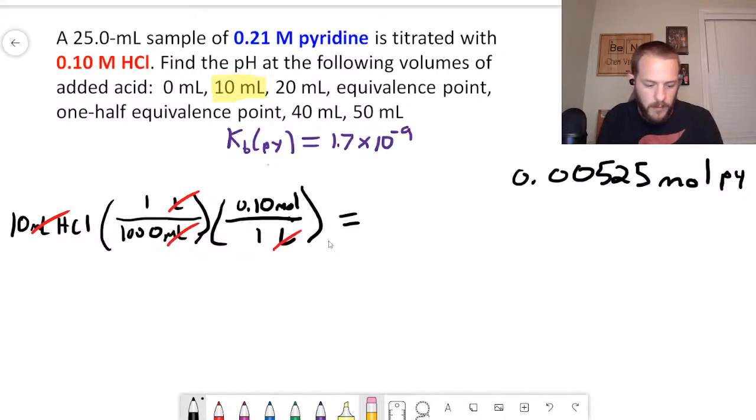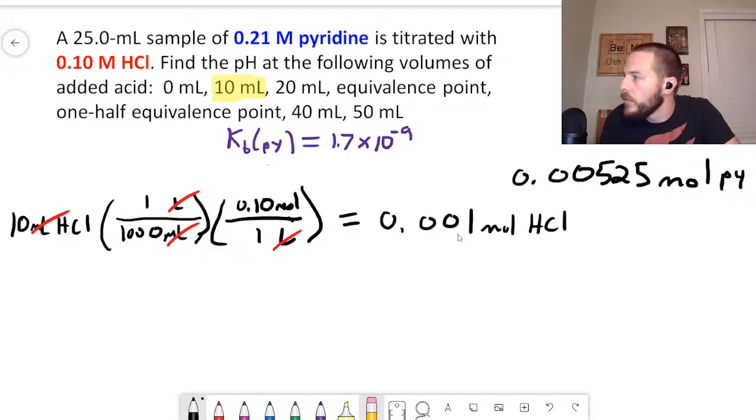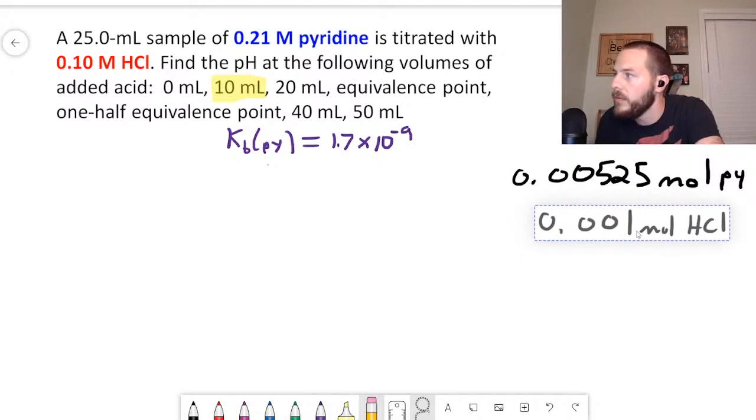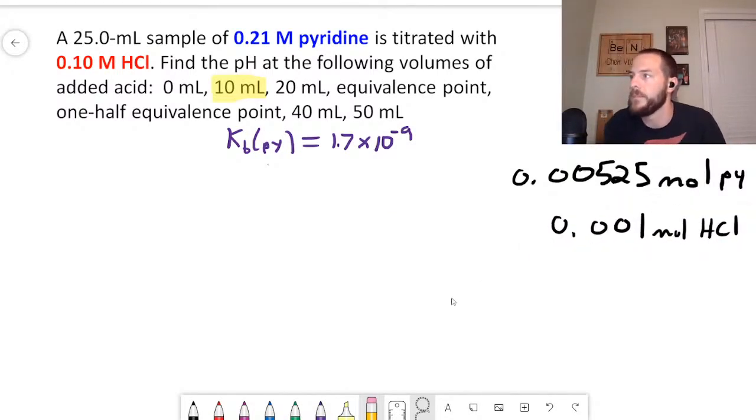10 divided by... What I got was 0.001 moles of HCl. All right, so just as I did with the pyridine, I'm going to delete this conversion stuff and drag my HCl off to the side here. There you go. All right. Okay. So now we're getting close here, guys. Now we can do the titration calculation, right?